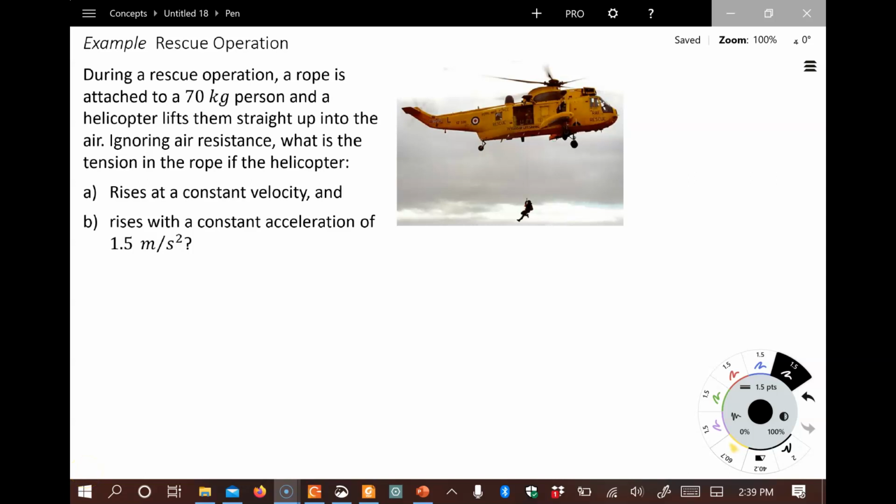This is an example of a dynamics problem from chapter 4. So go ahead and read the problem.